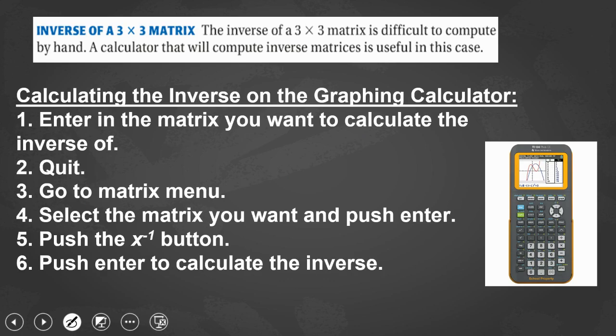Now, a 3 by 3 is definitely something that we want to use our graphing calculators for, okay? So make sure you have it handy. We're going to do kind of the same steps, and then we're going to talk about how to find the inverse. So first thing you want to do is enter the matrix, just like we've been doing. That's in the Edit menu. Quit. So remember how to quit. You push second, and then the mode button, and that takes you back to your home screen. Go into the matrix menu and select the matrix you want, and then you're going to push that X -1 button. And what you'll see on your calculator will be this. And then you can push enter and your calculator will tell you what the inverse is.